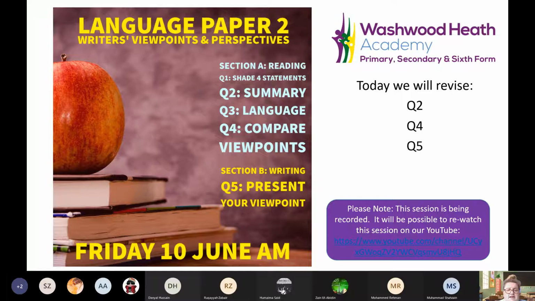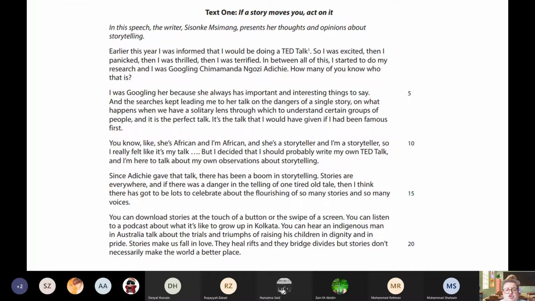So we're going to start today by looking at the two texts that would be given to you in this exam. So text 1 is, they're both extracts of speeches written by female African writers, and they're both about the importance of a single story. In your exam, one of these texts will be a much older text and one a more modern text. Although one of these texts is older than the other, they're both within a similar time period.